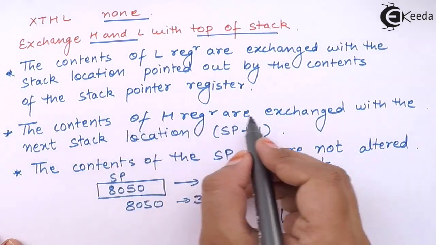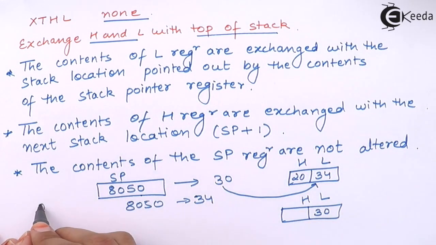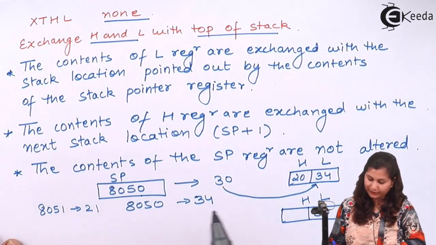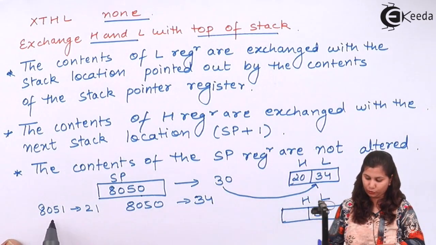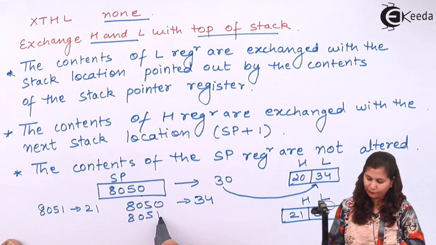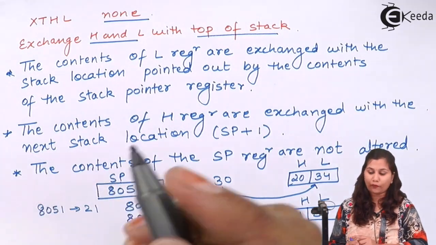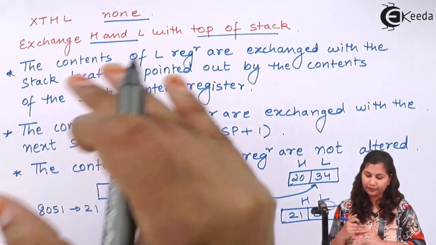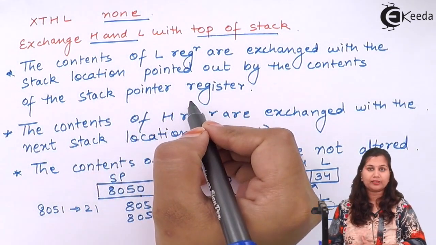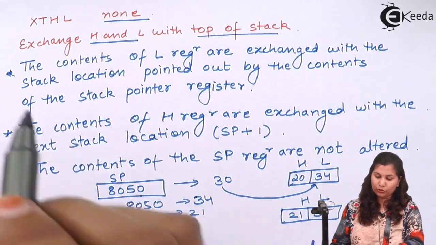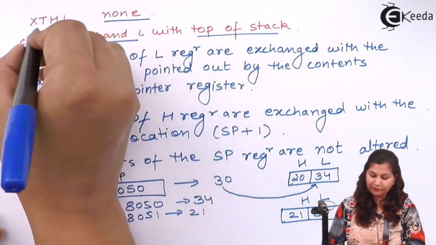Now at the next memory location SP+1, that is at 8051, if we have suppose 21, then this 21 will be exchanged with the H register. So 20 will come here and 21 will go there. So we will have 21 here and this 20 will come at 8051. So the contents of the top of the stack, that is the beginning of the stack pointed by the stack pointer register, will be exchanged with the HL register pair. So it is having no operand specified in the instruction.